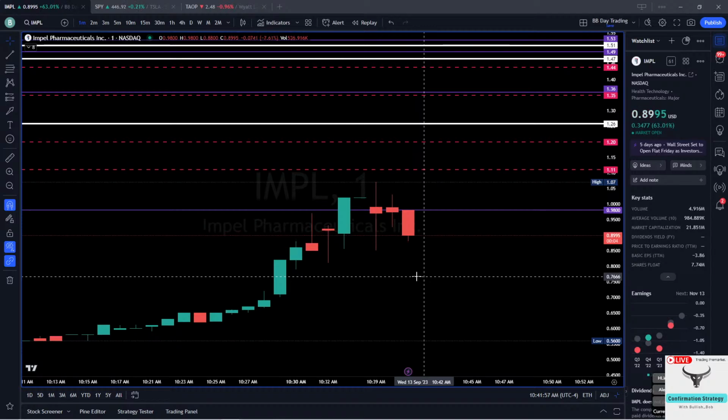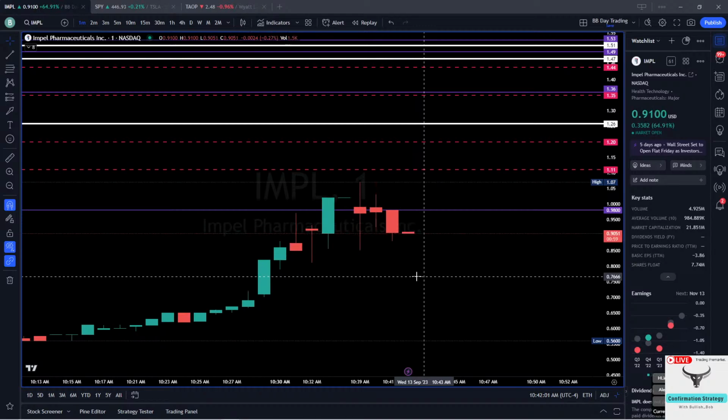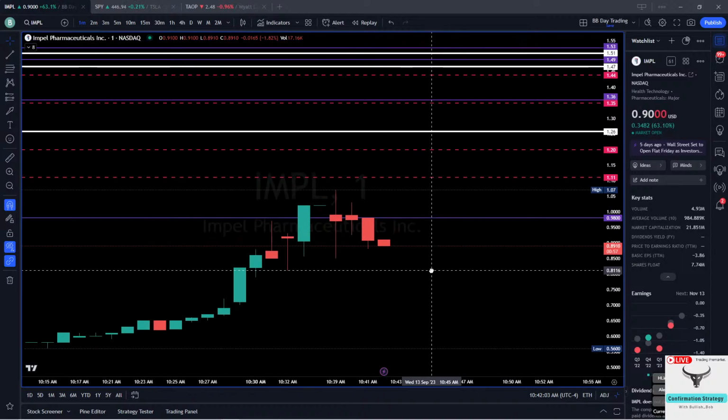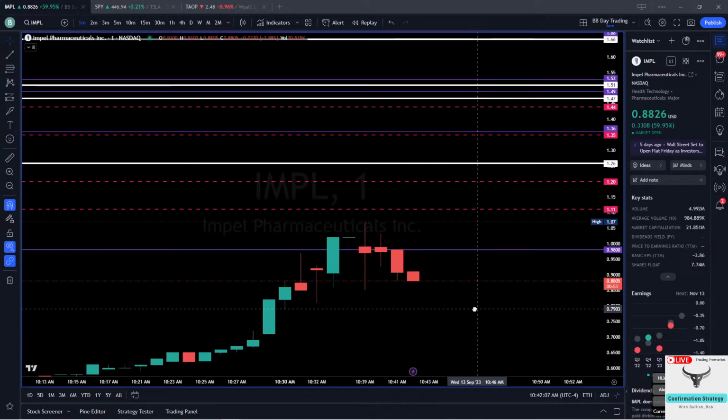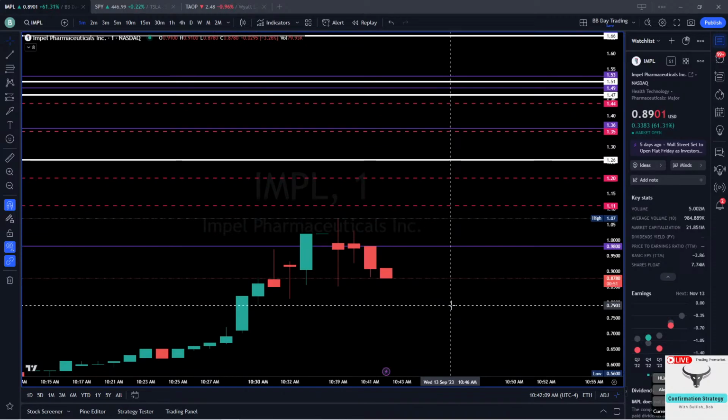It's a cheapo. I do prefer stocks over $1 myself, at least, but really preferably over $2. But we'll take a look at it. We've got some key levels here that it needs to hold if we're going to see continuation.